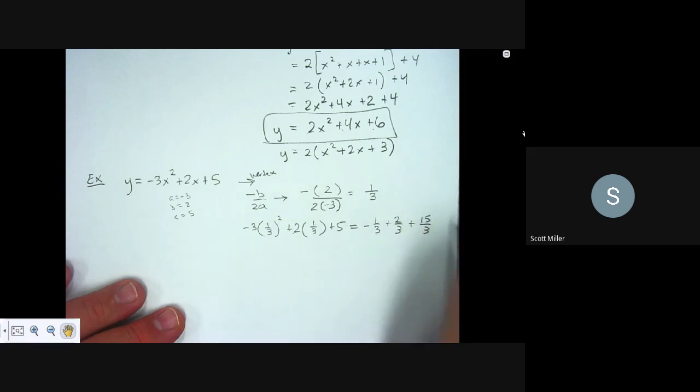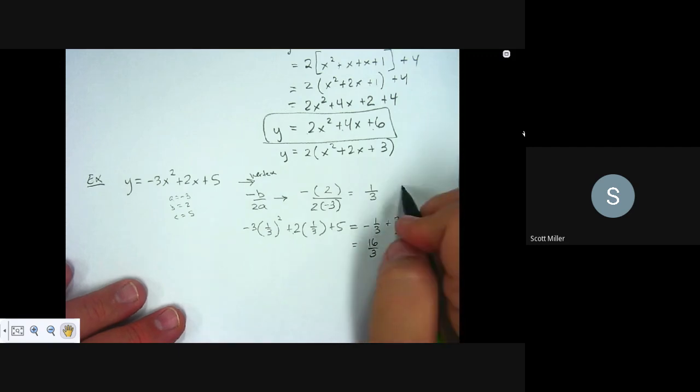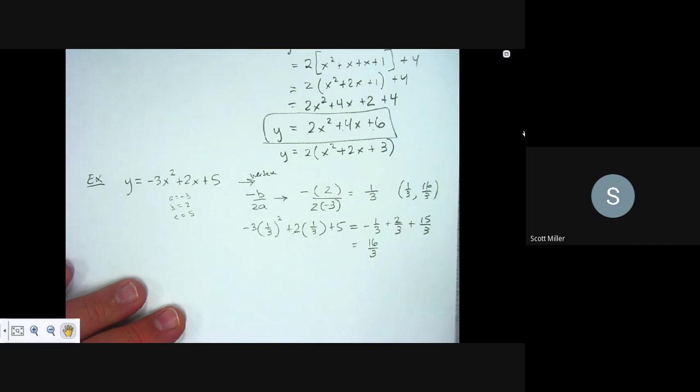I'm anticipating the addition of fractions. You do not want to use decimals. You need to give me exact values in this. So negative 1/3 plus 2/3 is 1/3. 1/3 plus 15/3 is 16/3. So this is my vertex, 1/3, 16/3, and there's that.